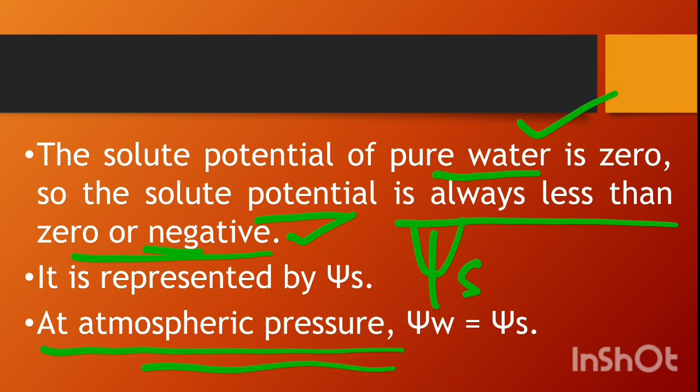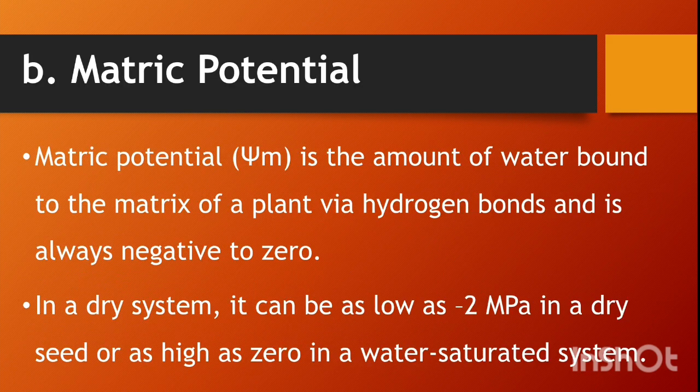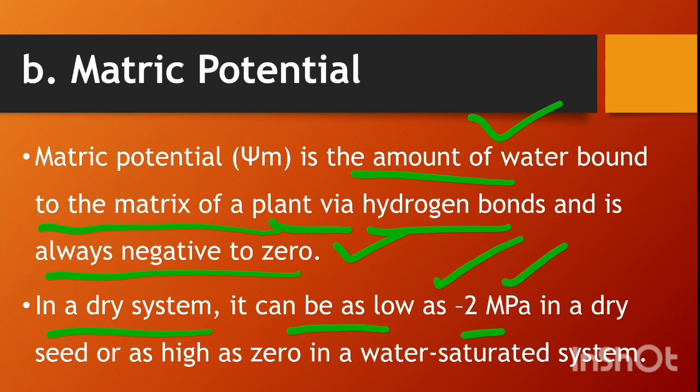At atmospheric pressure, water potential is equal to solute potential because both are 0. Then what is matrix potential? Matrix potential, or psi m, is the amount of water bound to the matrix of a plant via hydrogen bonds, and it is always negative to 0. In a dry system, it can be as low as -2 megapascal in a dry seed, or as high as 0 in a water saturated system. So it is the amount of water bound or attached to the matrix or the wall of the plant.